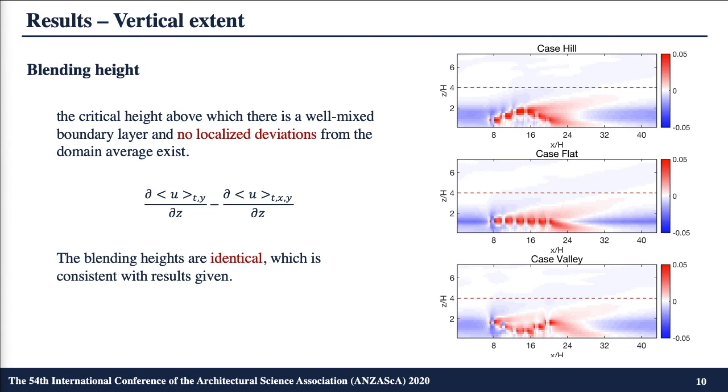To increase the robustness, we also consider another metric called blending height. Based on the definition, it can be visualized by this formula. We can see that there are large effects of the buildings on the local area and the area just above the canopy. And as for the blending height, the estimation is identical for all cases, which is consistent with the results given before. In other words, even though their local influence may be different, the influence on the atmosphere above the urban area extends to a similar height.